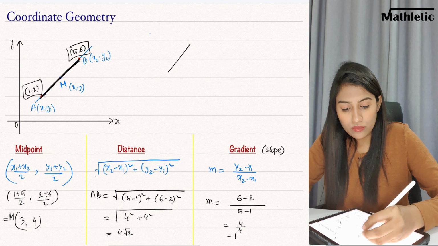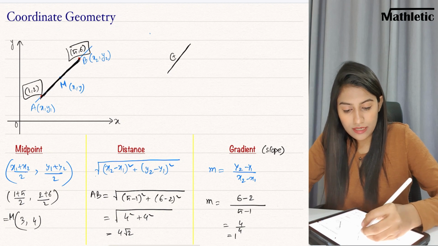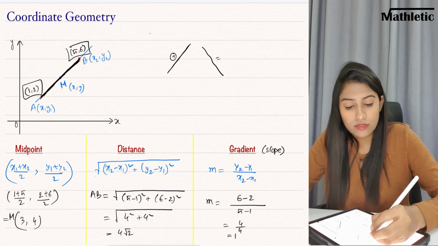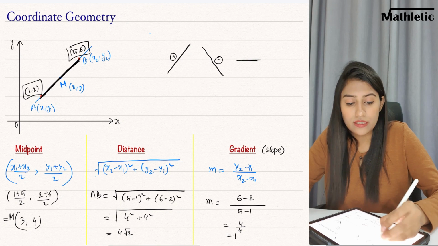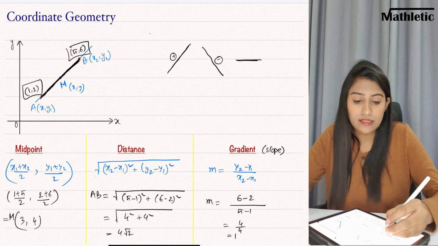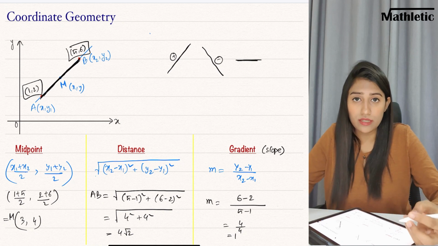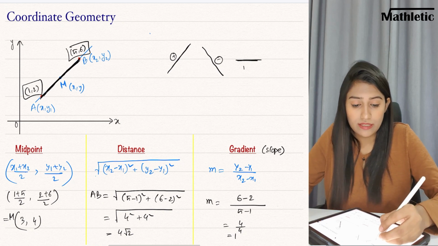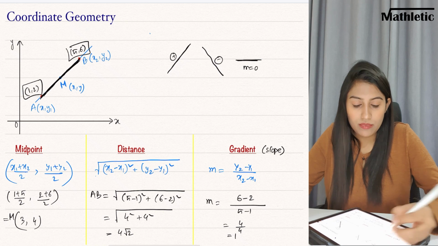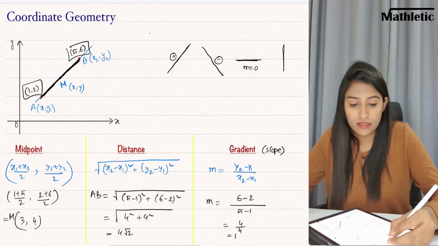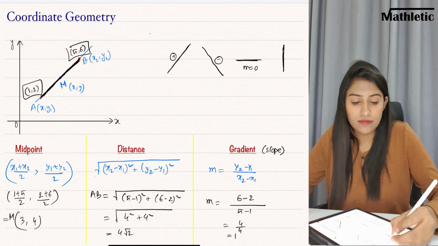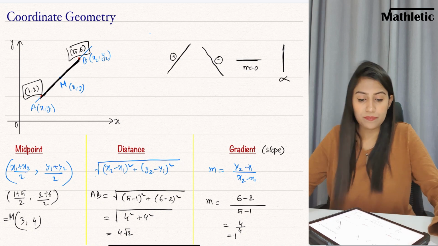If a line goes up, in that case the gradient is positive. If a line goes down, the gradient is negative. If we are dealing with a horizontal line, it doesn't make any angle with the horizontal, right? In that case the angle is 0, there is no inclination, so the gradient is 0 here. So M is 0. And if a line is parallel to the y-axis, in that case the gradient is infinite.